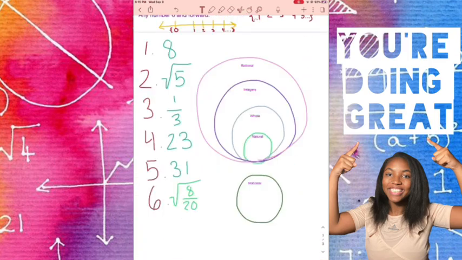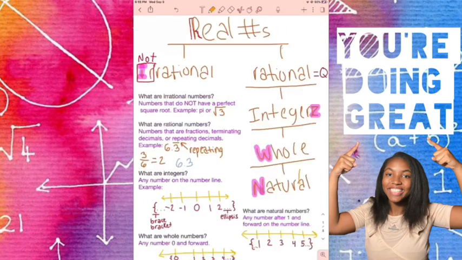Let's get to number 1, which is 8. Which categories does number 8 fit into? You have 15 seconds, and I will go back to the notes page for you to analyze if you get confused on something. Good luck.